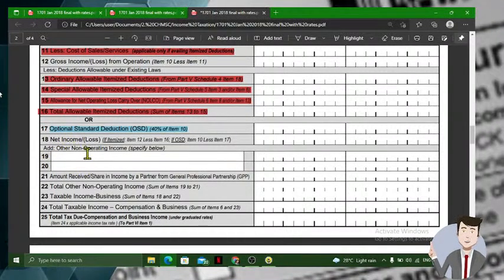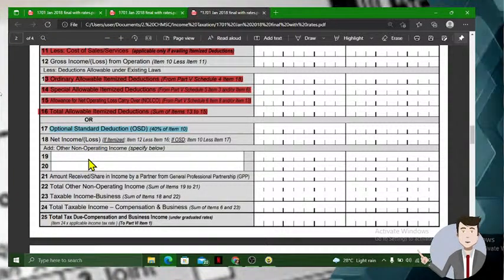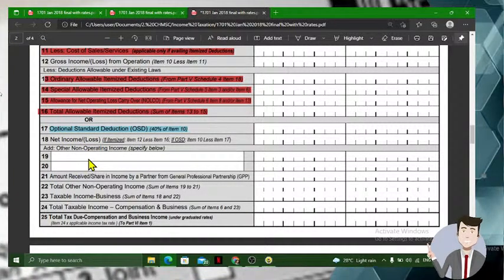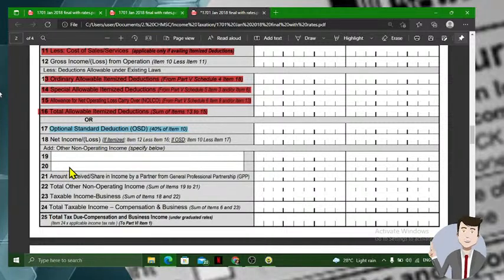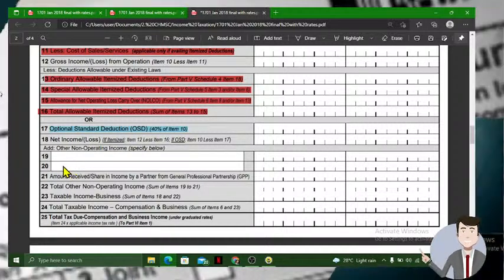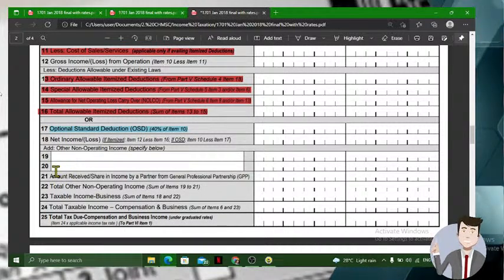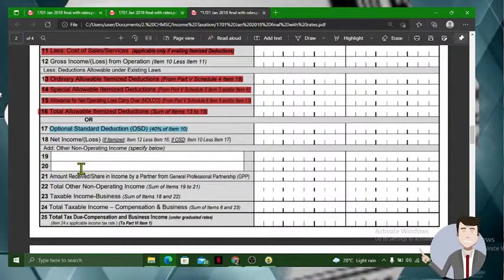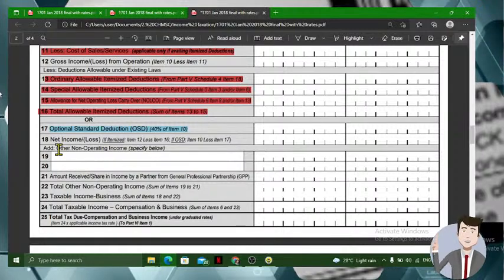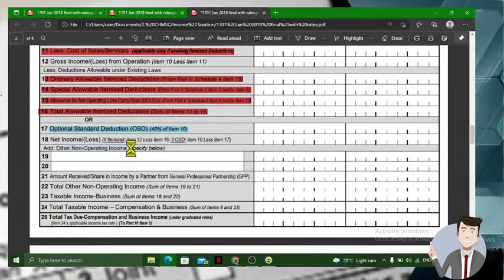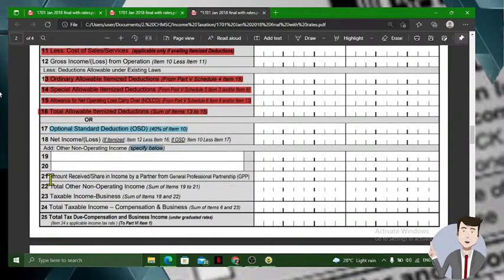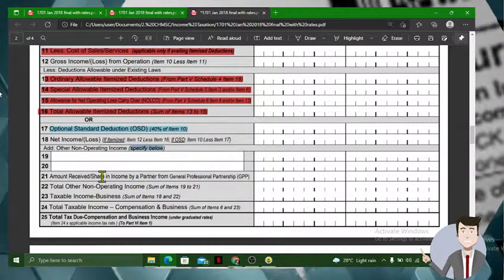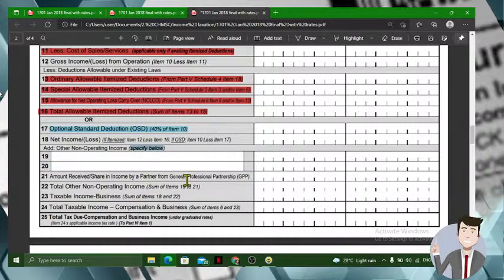So if ever that is gain from sale of computer which is not subject to any other special taxes, you can declare that on number 19. If you have any other non-operating income, you have to present that. A blank space is provided for that particular other non-operating income. So take note, specify below. Okay, so the amount. Okay, so number 21, amount received share income from a partner from a GPP.